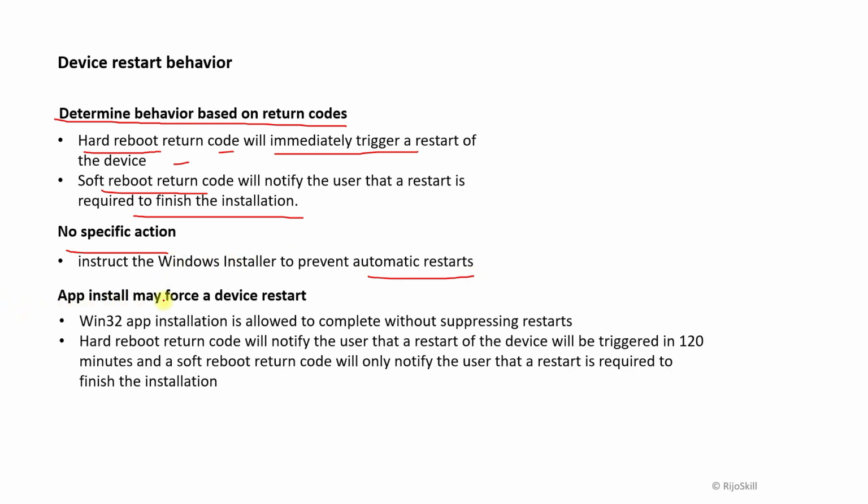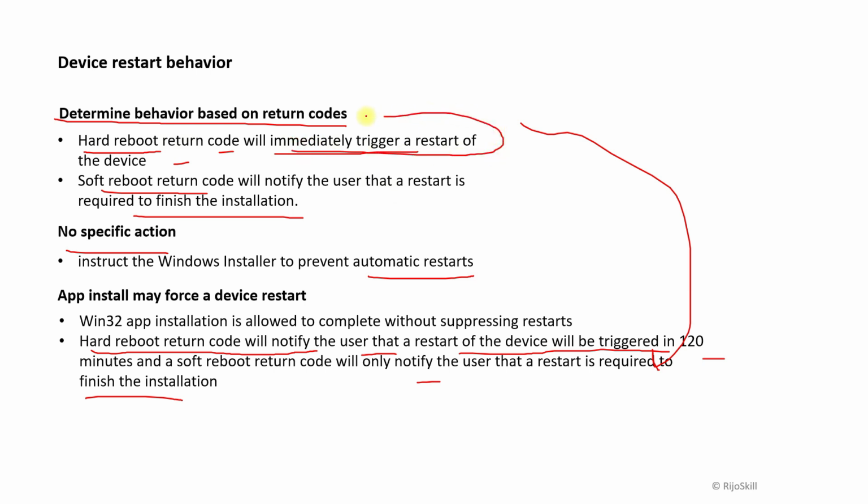This one, app install may force a device restart: the Win32 app installation is allowed to complete without suppressing the restart. So without restarting, it will install the complete application. If a hard reboot return code is triggered, it will notify the user that a restart of the device will be triggered in 120 minutes. A soft return code will only notify the user that a restart is required to finish the installation. So what is the difference between this and the previous one? Here the hard reboot is triggered after only 1 minute, but in the other one the hard reboot is triggered immediately. That's the difference.